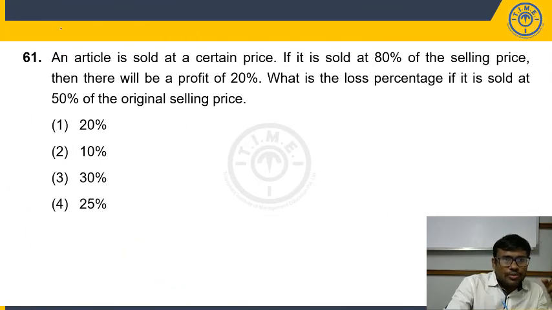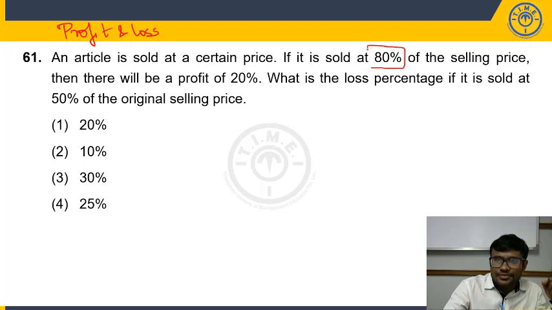Okay, it's a profit and loss question. An article is sold at a certain price. If it is sold at 80% of the selling price, there will be a profit of 20%. What is the loss percentage if it is sold at 50% of the original price? Let us assume that the cost price is 100 rupees. It is sold at some profit percent. I don't know how much it was sold.